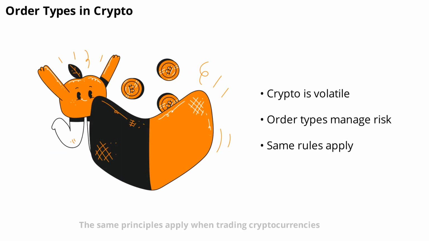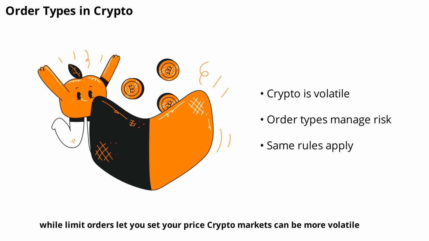The same principles apply when trading cryptocurrencies. Market orders execute instantly at the best available price, while limit orders let you set your price. Crypto markets can be more volatile, so understanding order types is even more important for managing risk.